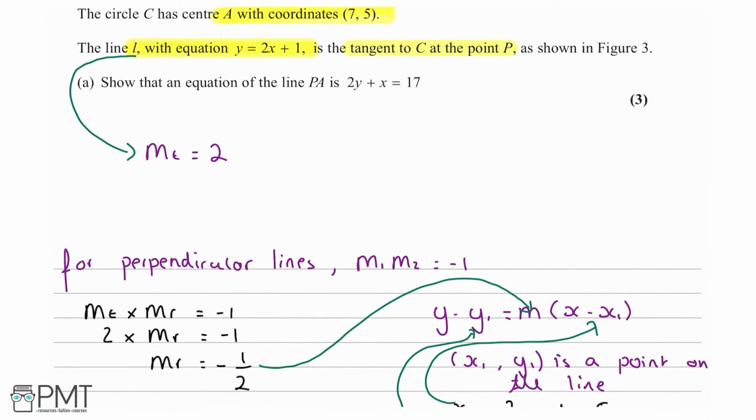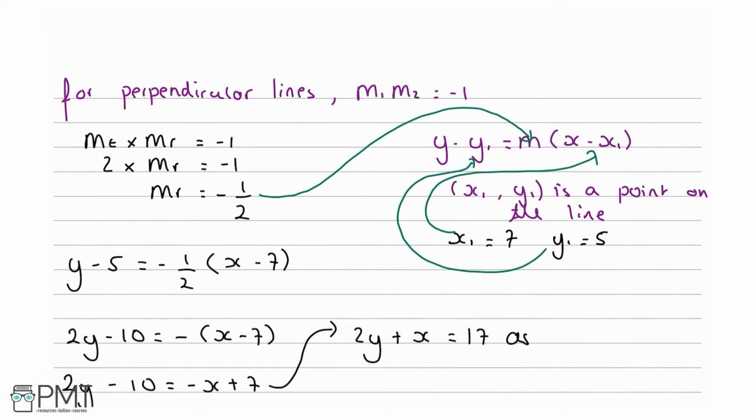That is exactly the form required here. So we're going to just write it as required, like that. So this question is worth 3 marks. Your first mark comes from getting the gradient of your radius as being -1/2. Your second mark comes from combining your gradient of -1/2 with the point 7,5 to get an equation in this form. So this line down here is enough to get your second mark. Your third mark comes from correctly completing your proof to get 2y plus x equals 17.